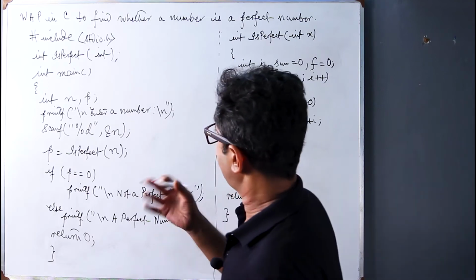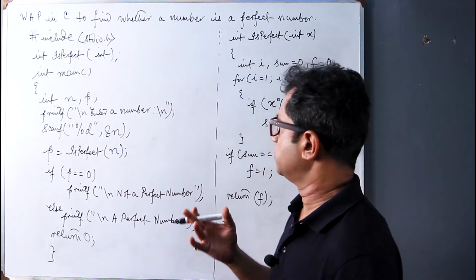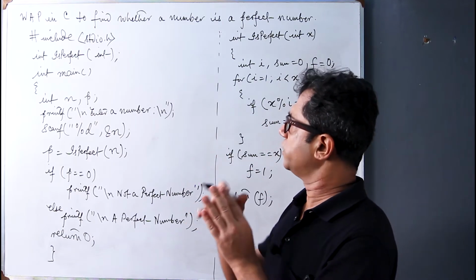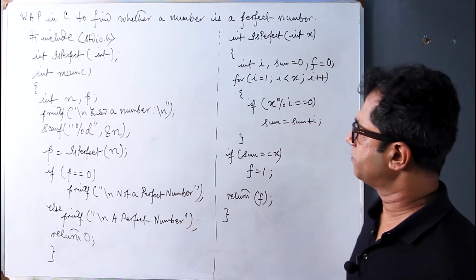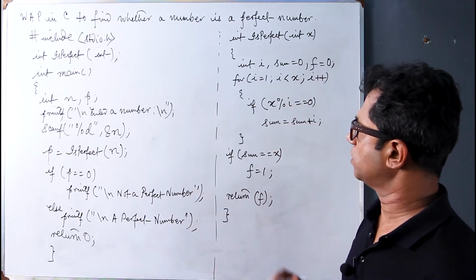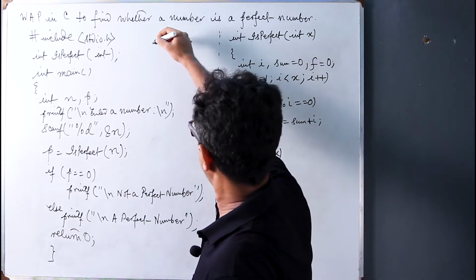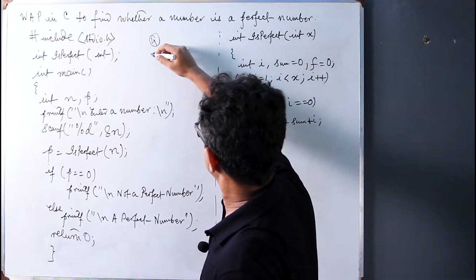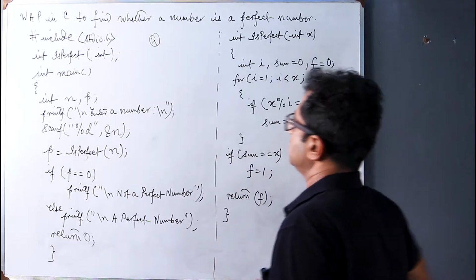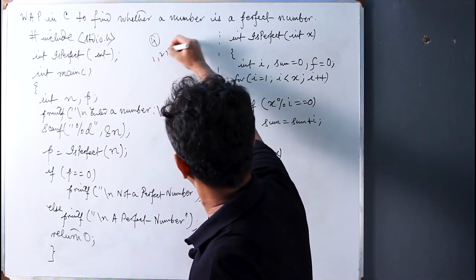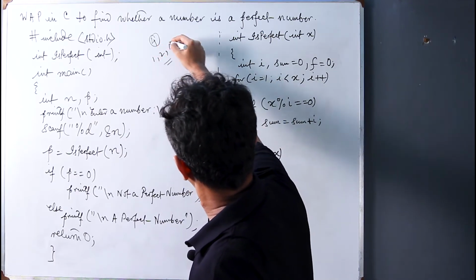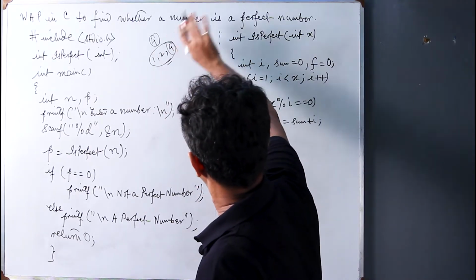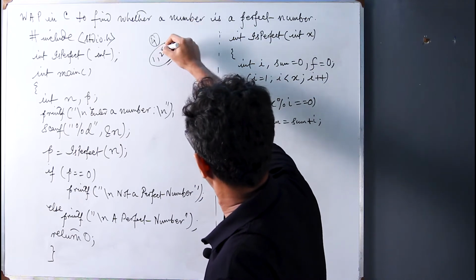That is, if the factors of any number except itself add up to the number itself, then the number is perfect. Otherwise, the number is not a perfect number. Suppose, just as an example to show you, the number is 4. So 4 has the factors 1, 2 and 4. These are the possible factors of 4. If you leave aside 4 itself, we are left with only 2 factors.